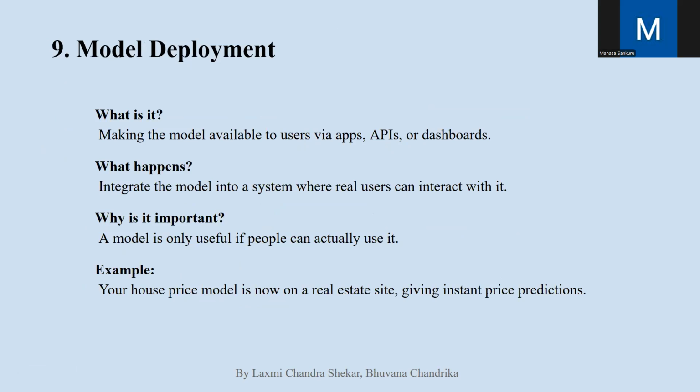In the first problem statement, we already know who our users are: buyers, sellers, real estate agents. So we are making it available for them by deploying our model in apps or websites or something. In this step, software development is going to enter: web development, mobile development, app development, something like that.